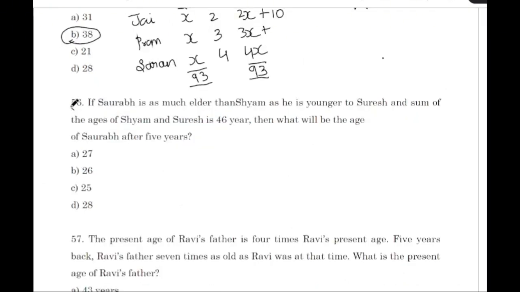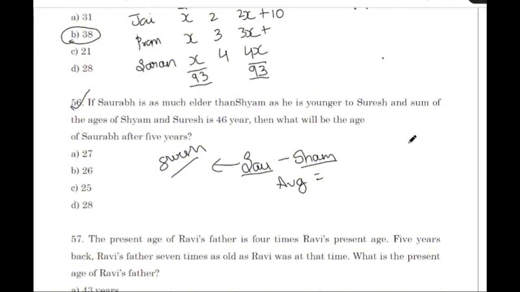Understand this. Number 56. Saurabh is elder than Sham, but he is younger than Suresh. That means Suresh is elder, Sham is younger, and Saurabh lies in between. These kinds of problems fall under average. So the average is the age of Suresh plus Sham divided by 2.